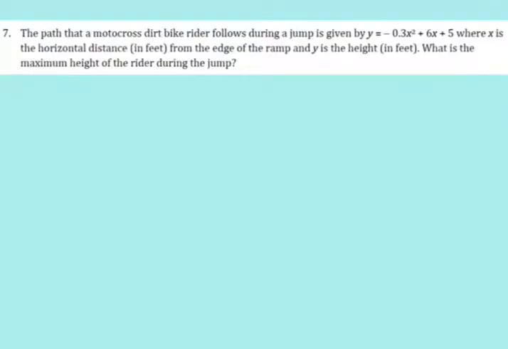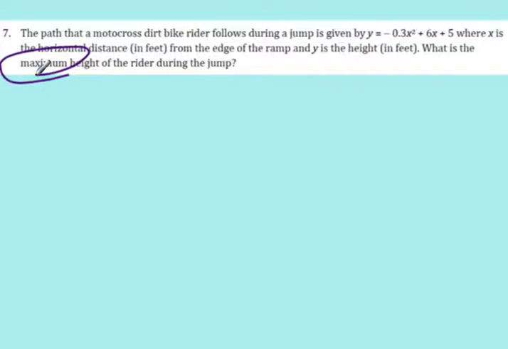So taking a look at number 7, it says the path the dirt biker follows during a jump is given by y is equal to negative 0.3x squared plus 6x plus 5, where x is the horizontal distance in feet from the edge of the ramp and y is the height in feet. What is the maximum height of the rider? So we want to figure out how high the rider gets, and that's going to be a vertex problem because we're looking for the maximum. Remember, that's how you know it's vertex.